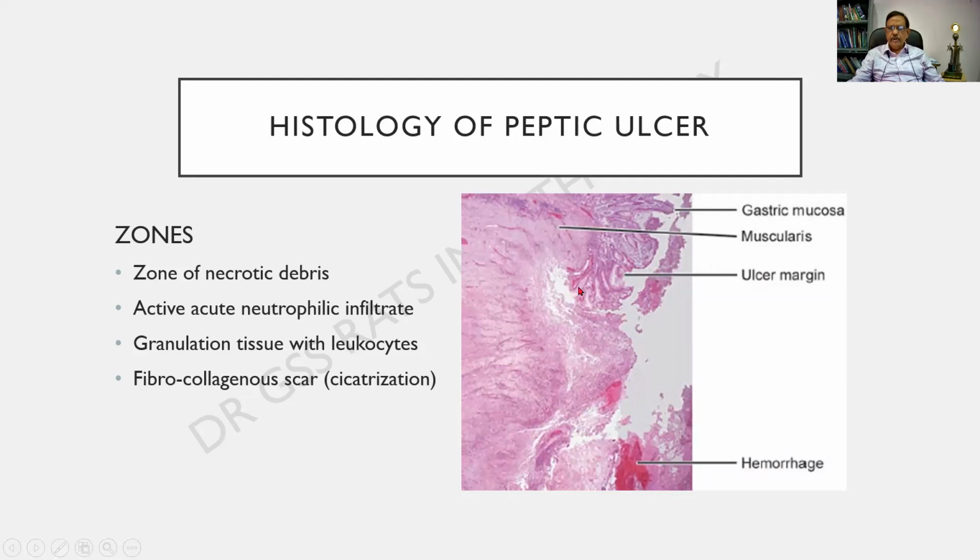A proper histological photomicrograph, and this is the surface over here. I think you can identify the mucosa which is absent. This is the region of the ulcer. So there is a gastric mucosa which is ulcerated, and these zones again I am repeating because this is all mandatory and you will have to explain it with a neat diagram shown earlier. Necrotic debris, neutrophilic infiltrate, granulation tissue, fibrocollagenous scarring.